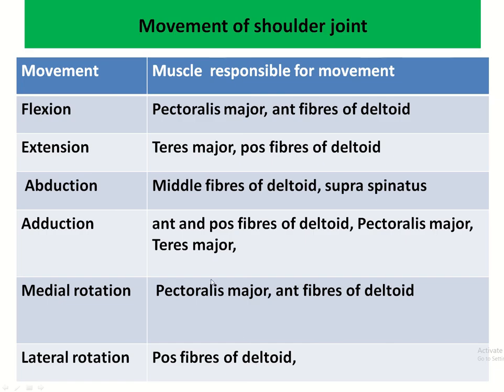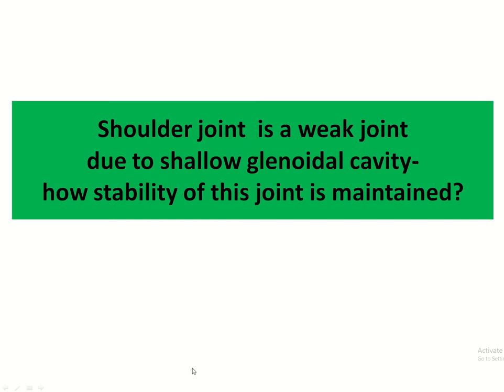The movement of the shoulder joint. Flexion: pectoralis major and anterior fiber of the deltoid. Extension: teres minor and posterior fiber of the deltoid. Abduction: middle fiber of the deltoid and supraspinatus. Adduction: anterior and posterior fiber of the deltoid, pectoralis major, teres major. Medial rotation: pectoralis major, anterior fiber of the deltoid. Lateral rotation: posterior fiber of the deltoid.